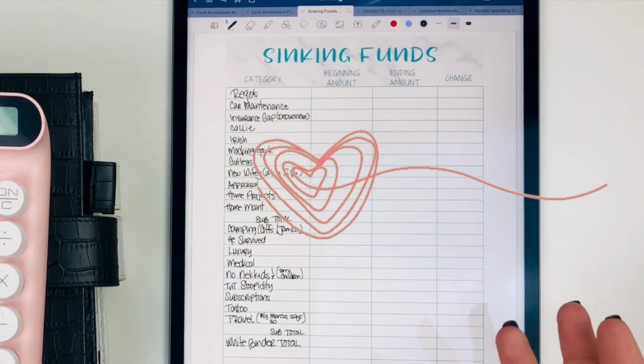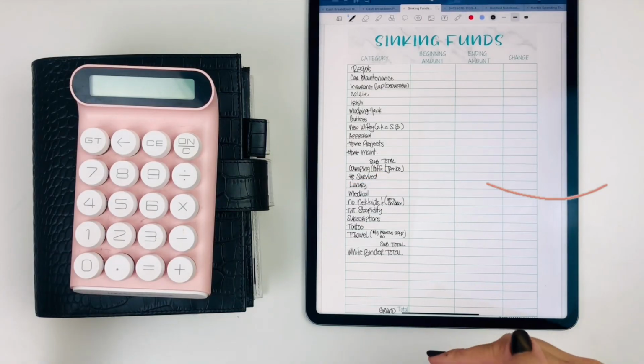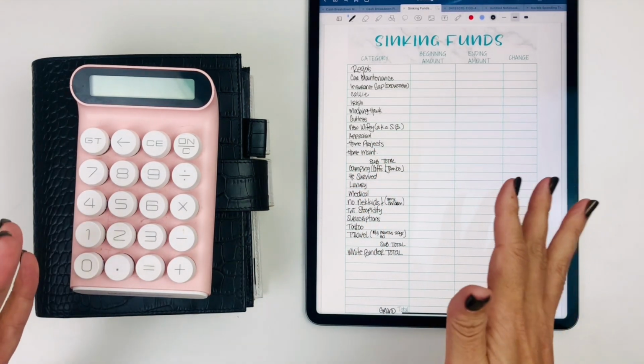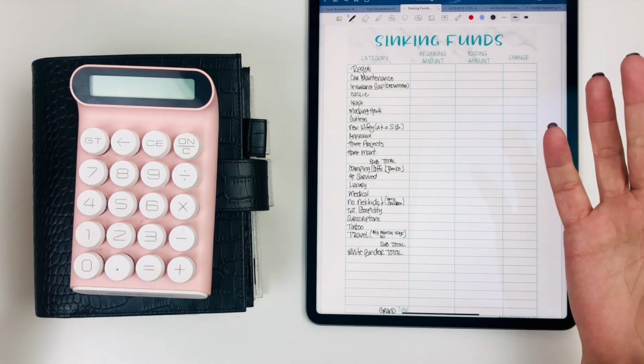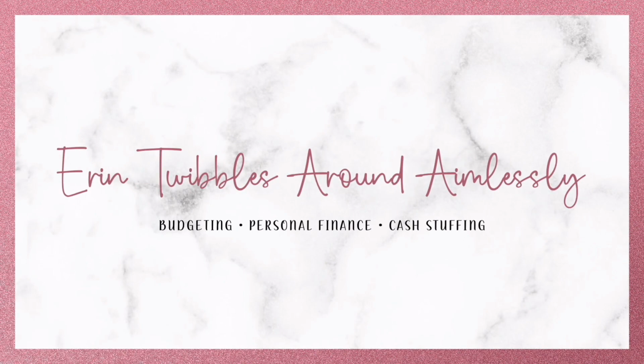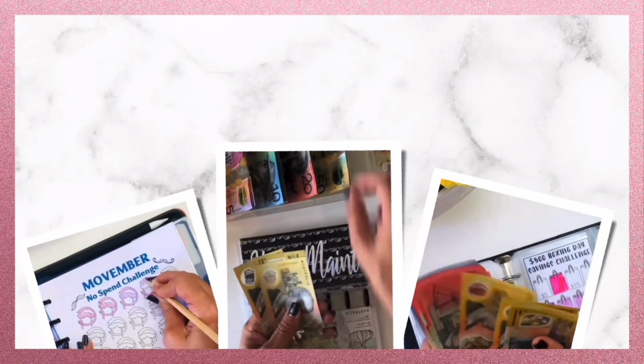I finally started back up doing those again. So I have no clue what my beginning amount was. I'm just going to start this off as where I'm at for the end of July and then be able to maybe track better going forward.